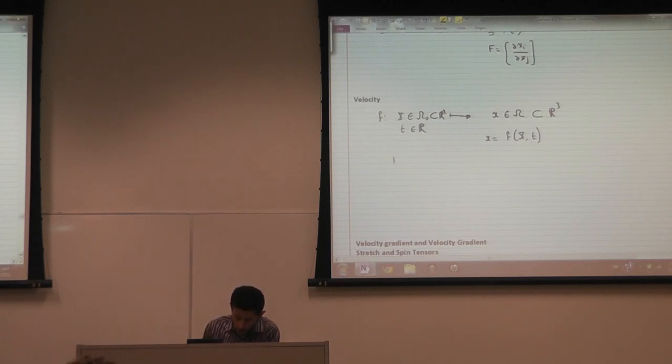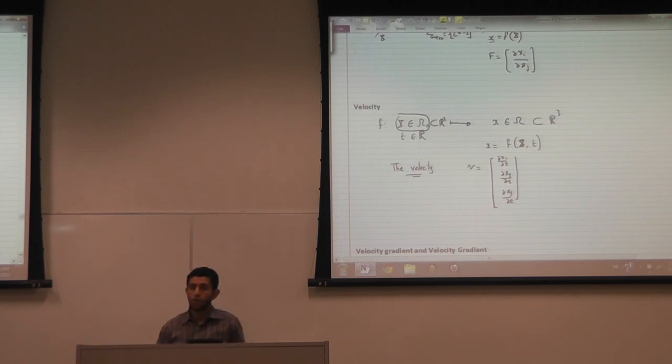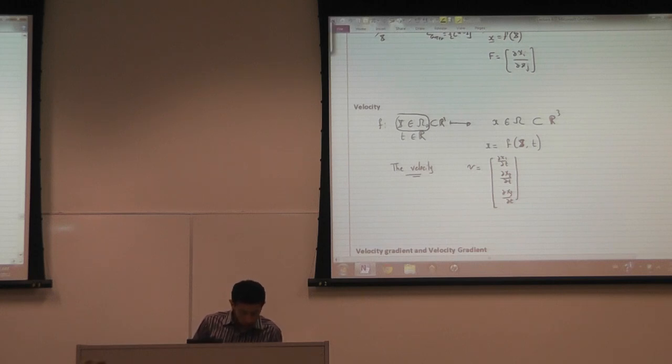Now the velocity. V is equal to partial x1 by partial t, partial x2 by partial t, partial x3 by partial t. We always assume that this capital X is constant in time. The reference configuration is constant. It does not change with time. We have one reference configuration, and the velocity is the partial derivative of x with respect to t.